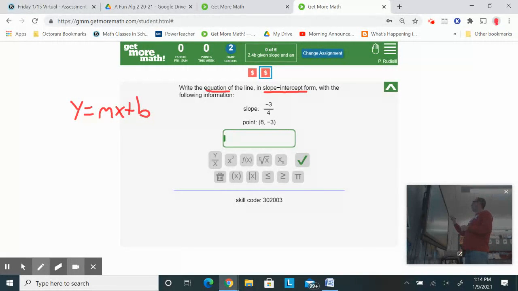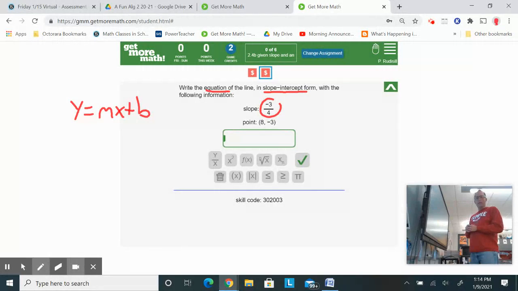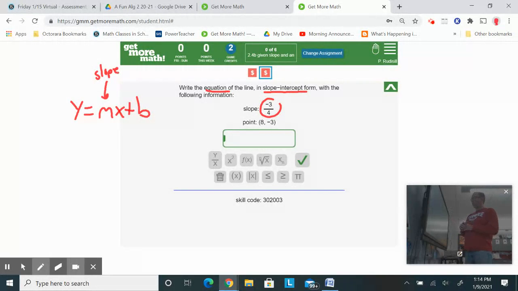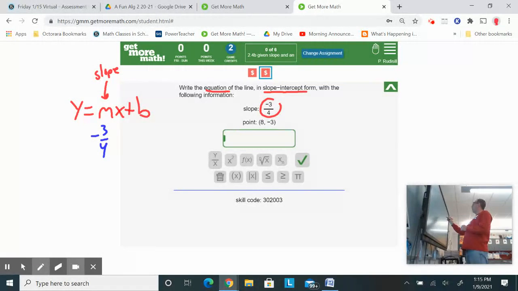So let's start with the first hint. The first clue, the first bit of information, the slope is -3/4, and the slope is the m. Slope is the m, so I'm going to replace the m with -3/4. Just substitute that in there. And then we have a point.